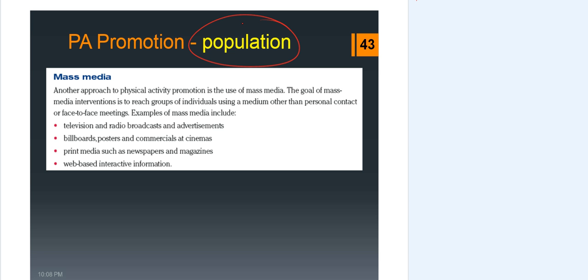So mass media is a method used to get information to many people at one time. So we really are looking at being able to get the concept of the benefits of physical activity, consequences of inactivity, where you can do physical activity. So the promotion of physical activity to a very large audience, so to a mass audience.